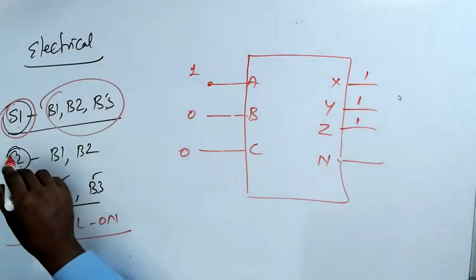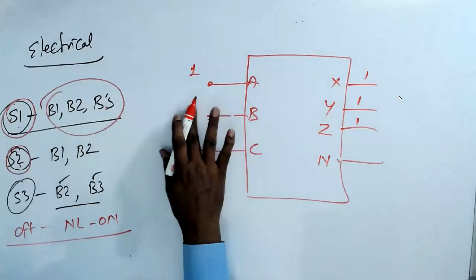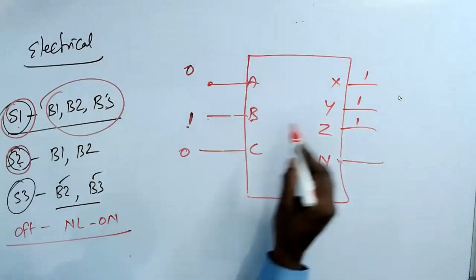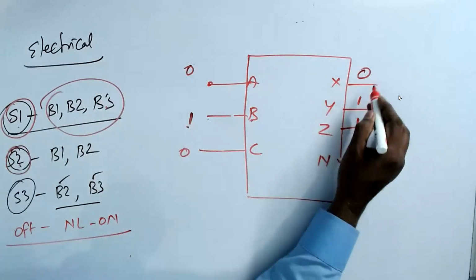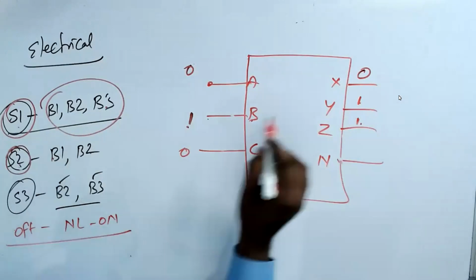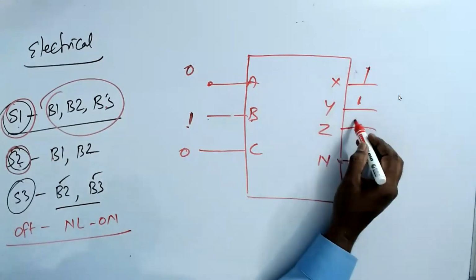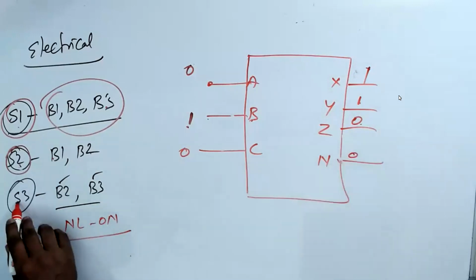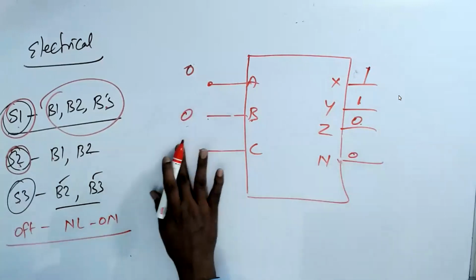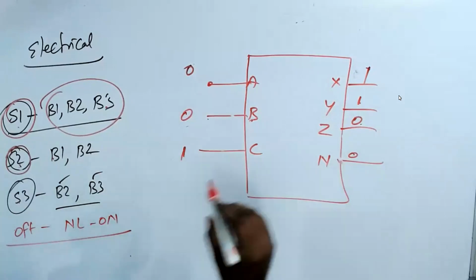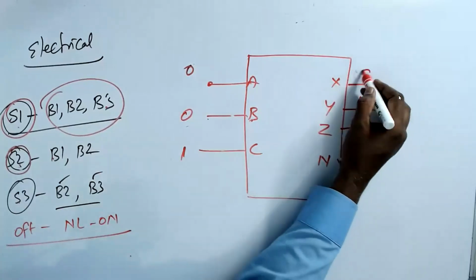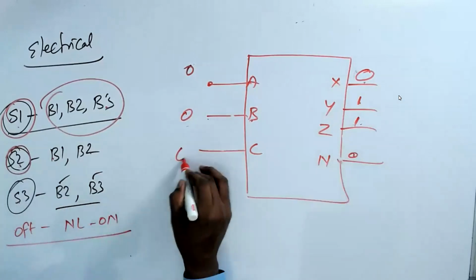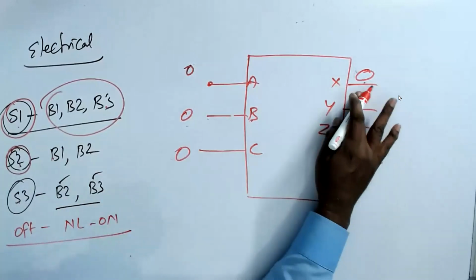When S2 is on, that means this is 1 and this is 0. B is 1. That means this becomes 0, these two become 1, 1. B1 and B2 are 1. This one is 0. Now, when S3 is 1, then this one is 0, these two become 1, and this is 0. When all of them are 0, this becomes 1. All the bulbs are off.